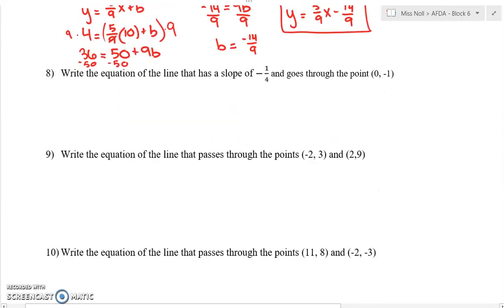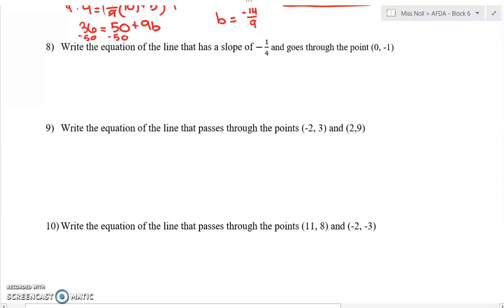Now, if they give you 2 points and you want to find the equation, you have to first find the slope. So for example, number 9, I would have to find the slope, and to do that we take y2 minus y1 divided by x2 minus x1. So it's the change in y over the change in x. So here we have x1 comma y1, and then here we have x2 comma y2. Sorry, this is a y1. Okay. And then I'm going to take y2 minus y1, so that's 9 minus 3, divided by x2 minus x1, so we have 2 minus a negative 2.